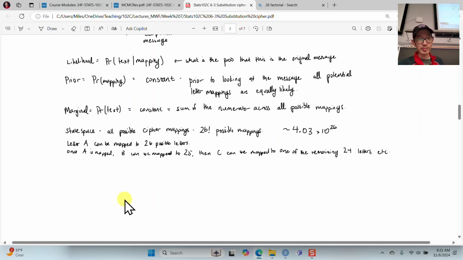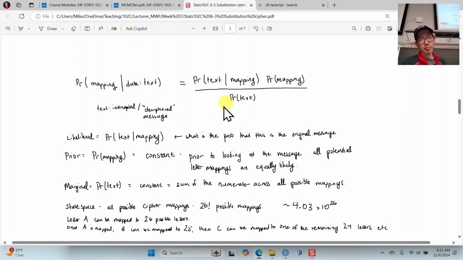So that's what we have, okay? Yeah, 26 factorial possible mappings because the letter A can be mapped to any letter. So anyway, basically this has reduced down to, this is a constant on the bottom here. This is a constant over here. So our posterior probability is just proportional to our likelihood because the prior is a constant, the marginal is a constant. So we're just going to say our posterior, the thing that we're looking for, is proportional to this likelihood.